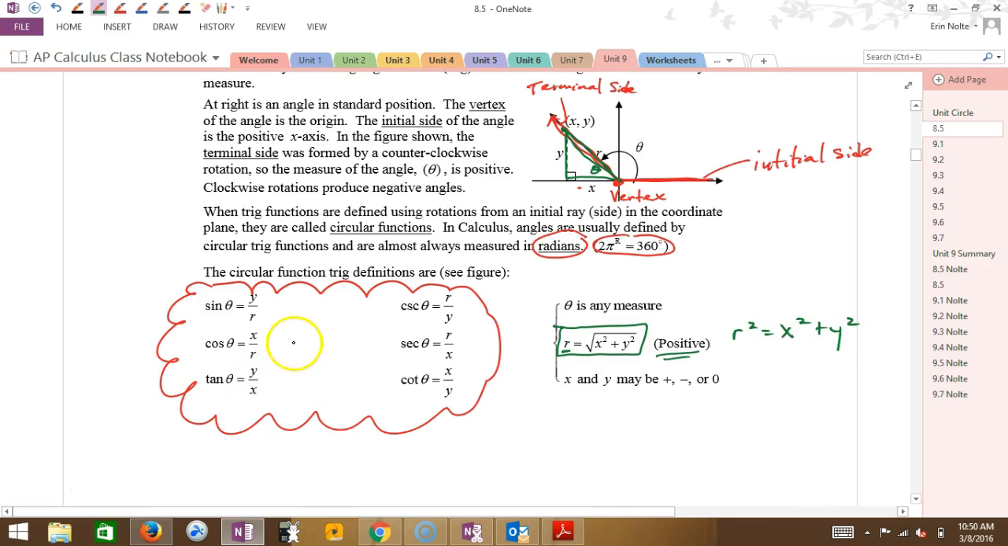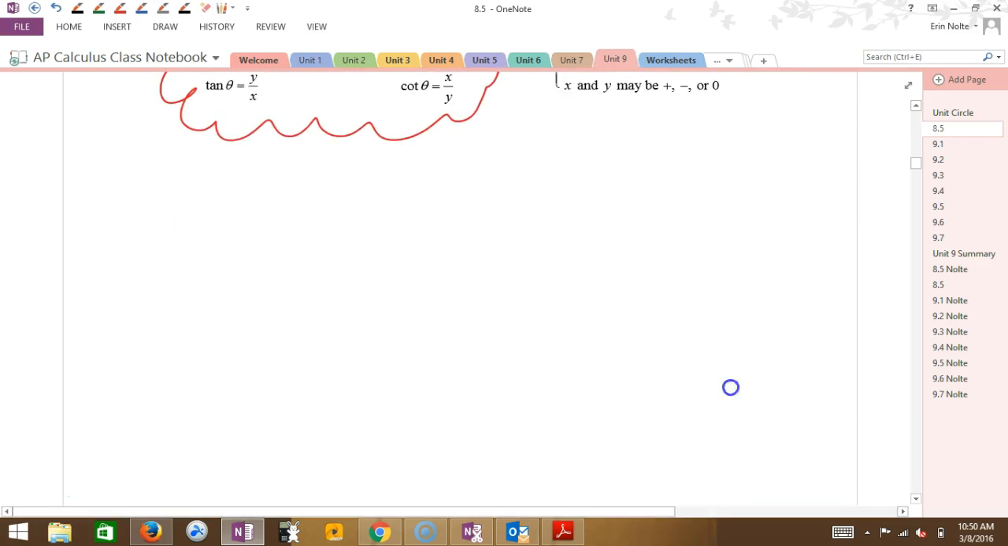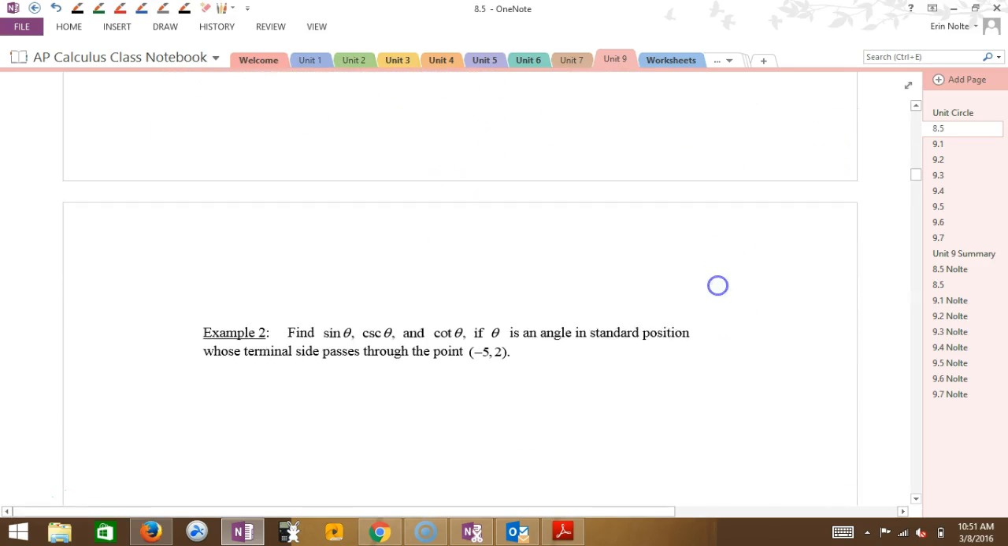Other than that, we're basically doing exactly the same thing that we did with SOHCAHTOA, but now using a coordinate grid. Okay, so you might want to write those down again, or maybe you already have those memorized. I hope that would be nice.